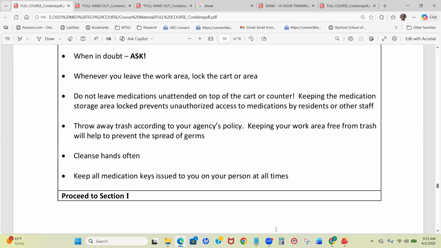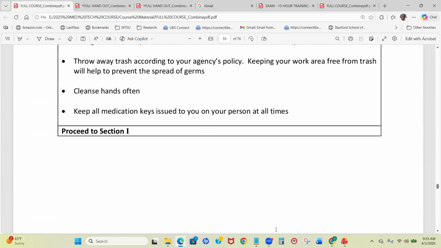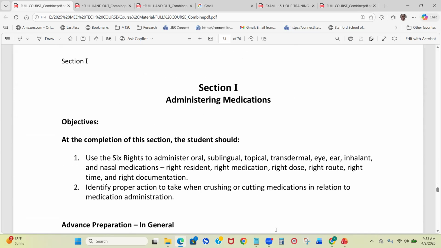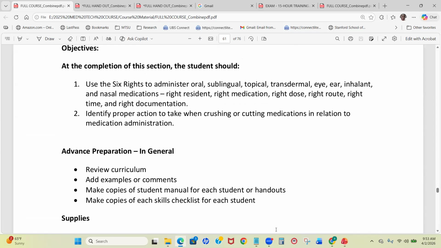I'm a wiping freak. Yes. So I want to make sure everything is clean. I want to break the chain of infection. So it's very, very big. It's a big thing for me.